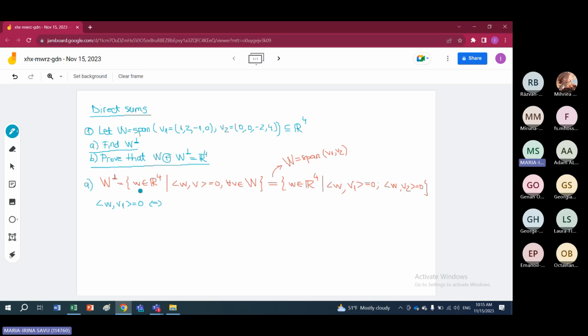So w is a vector from R^4, so w is written as (x, y, z, t). In this case, this condition is equivalent to x + 2y - z = 0. Exactly. And now we are looking at the second condition.